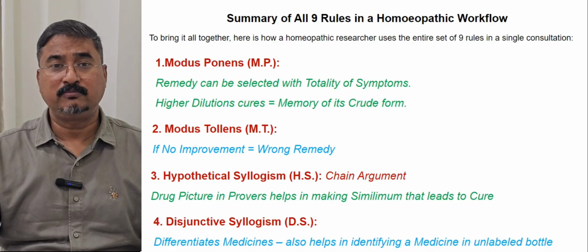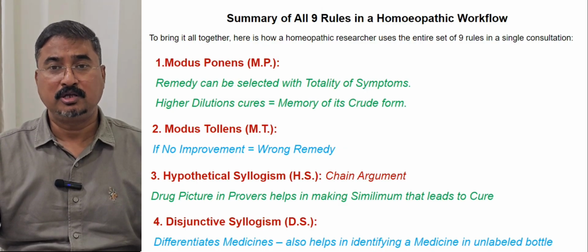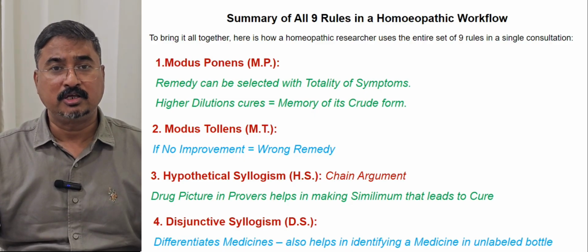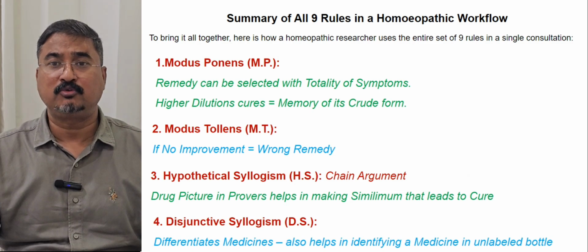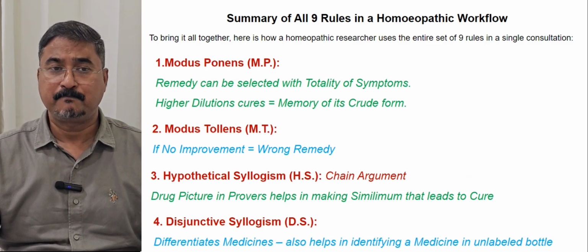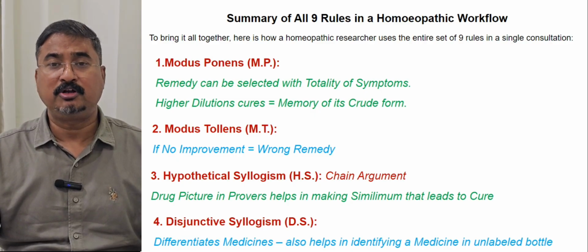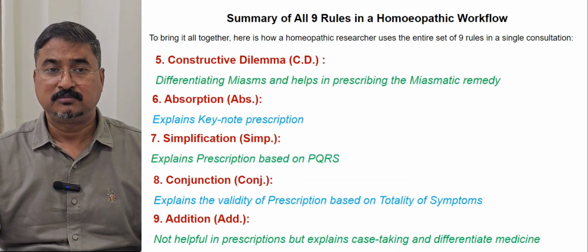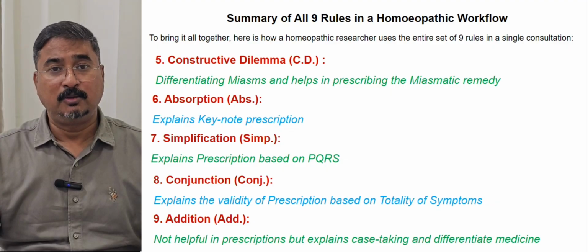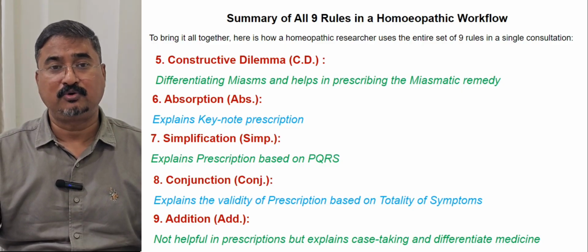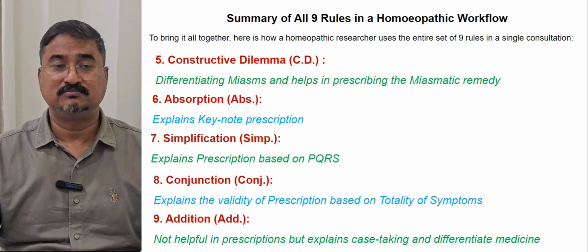Third, hypothetical syllogism, also known as chain argument, helps in explaining that if a crude substance produces a specific set of symptoms in a healthy prover, then that substance will cure a sick person presenting with those exact same symptoms. Fourth, after a cure, disjunctive syllogism explains the possibility of the simillimum medicine being present in the unlabeled bottle. Fifth, constructive dilemma helps us understand: if psoric, then Sulphur; if sycotic, then Thuja. They are either psoric or sycotic. Therefore, they need Sulphur or Thuja.